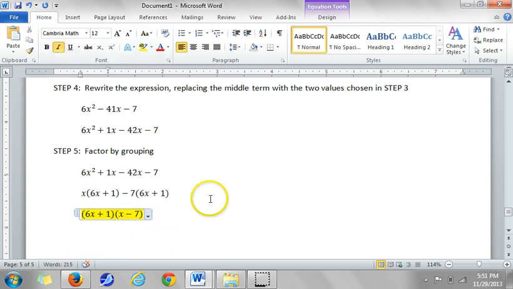The process actually takes longer to explain than it does to actually work through, I think. And once you practice it a couple of times, it starts to go pretty quickly. And I like this approach just because of how systematic it is.